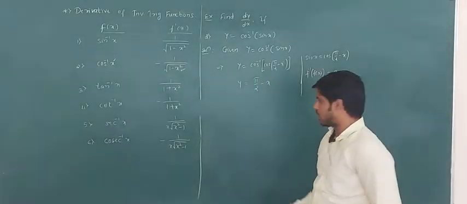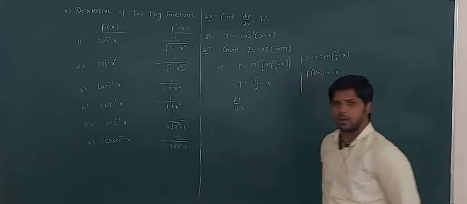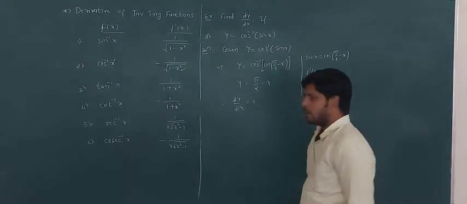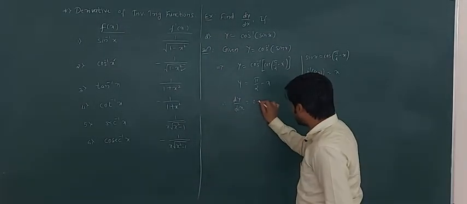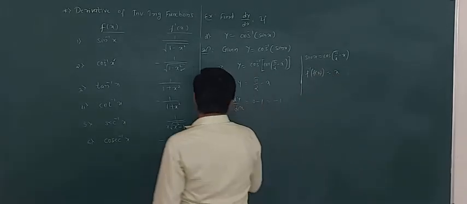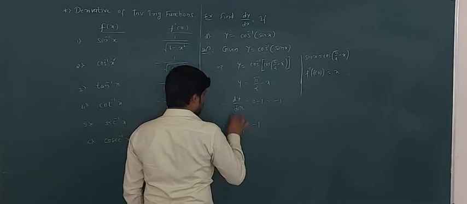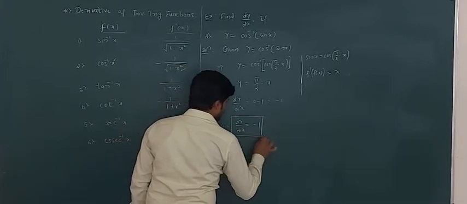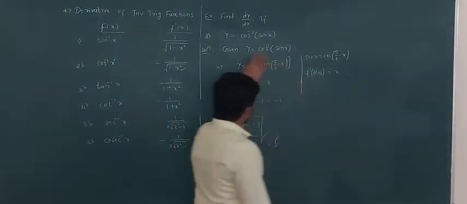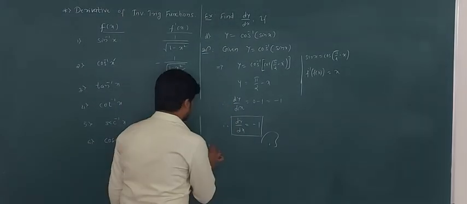Now differentiate this function with respect to x. We get dy by dx equal to: pi by 2 is a constant, and the differentiation of a constant is 0. The differentiation of x is 1. So here minus 1, so this equals minus 1. See here, both the solutions are the same: dy by dx equal to minus 1. Either you can solve by that method or by this method also. So note it.